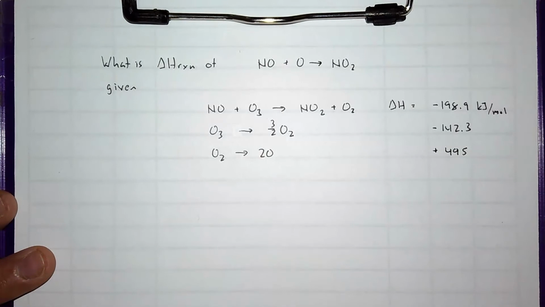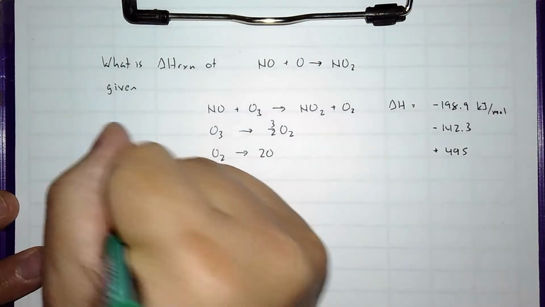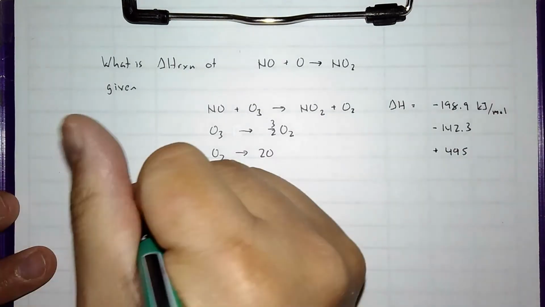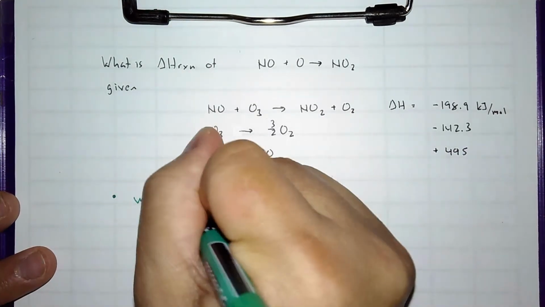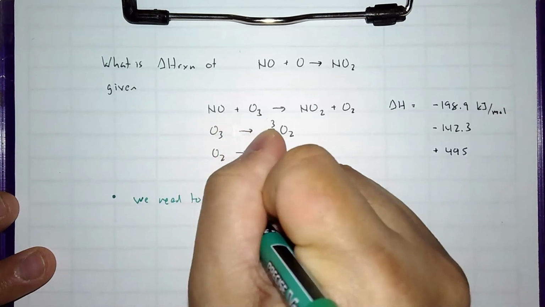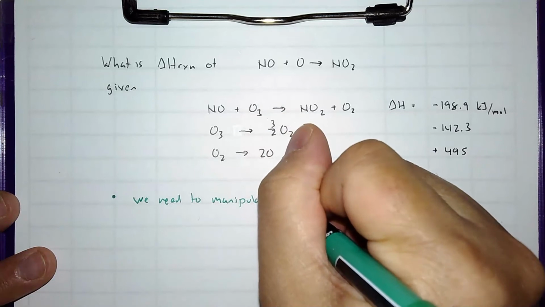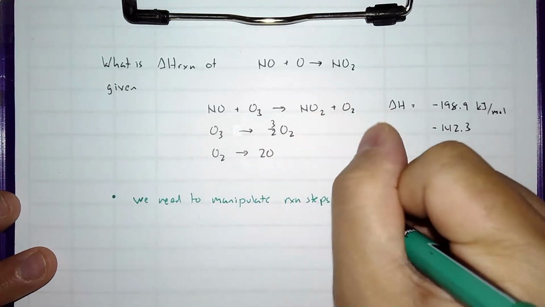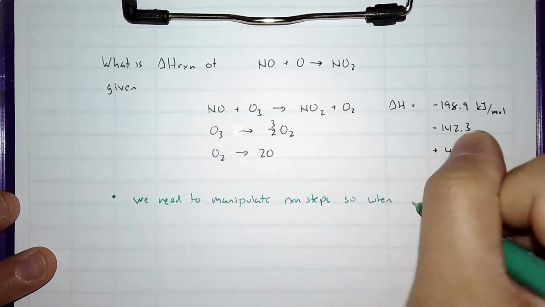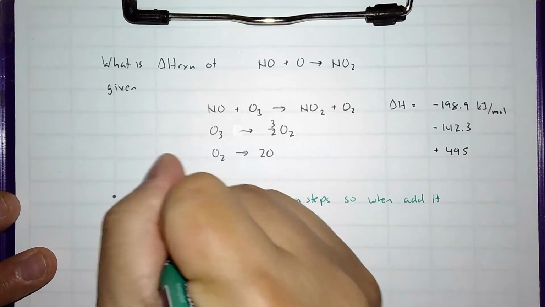Okay, a couple of tips, and then I'll show you how to solve this. Tip number 1, we need to manipulate the reaction steps so that when added, it results in the target reaction.